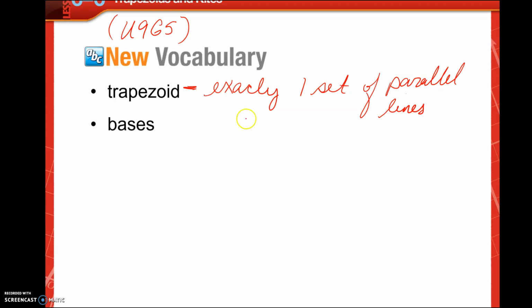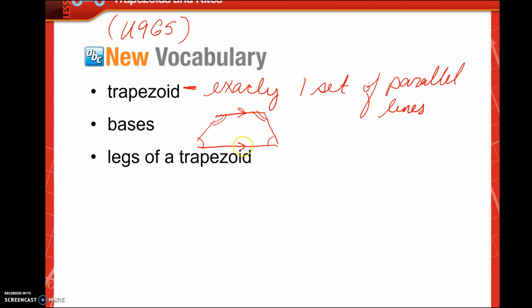And when I have a trapezoid, I have one set of parallel lines, so it kind of looks like this, and you have what are called your base angles, which are at the base. These would be the base angles for this bottom base, and these are your base angles for the top base. So these would then be your bases or your parallel lines. And then these are your legs of the trapezoid.